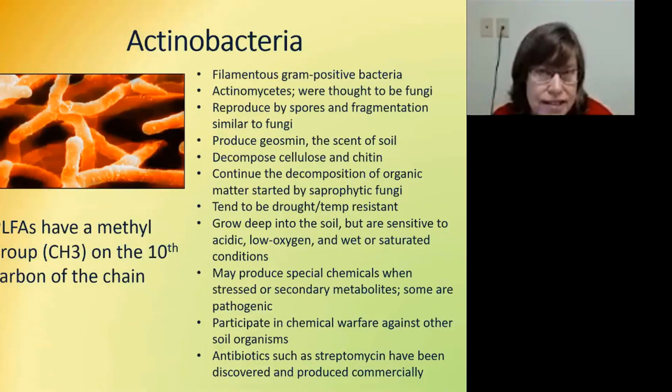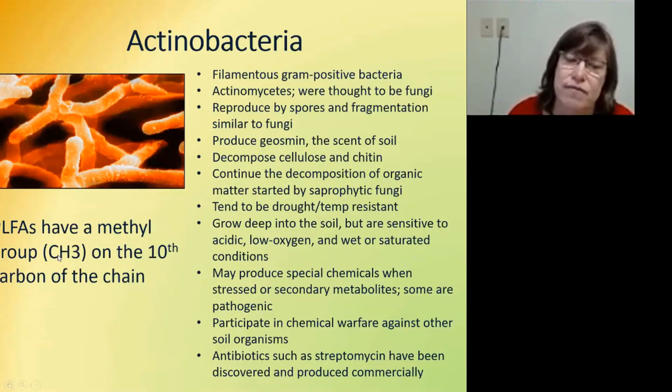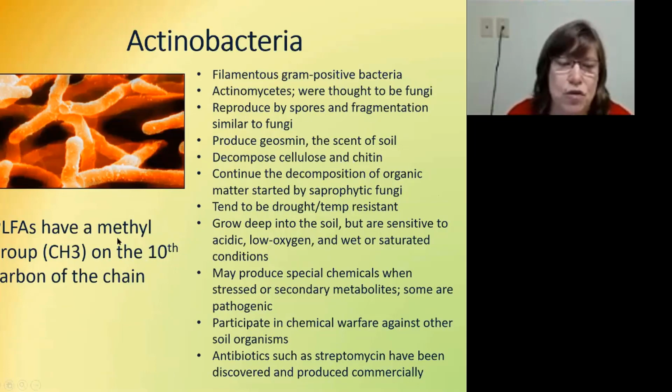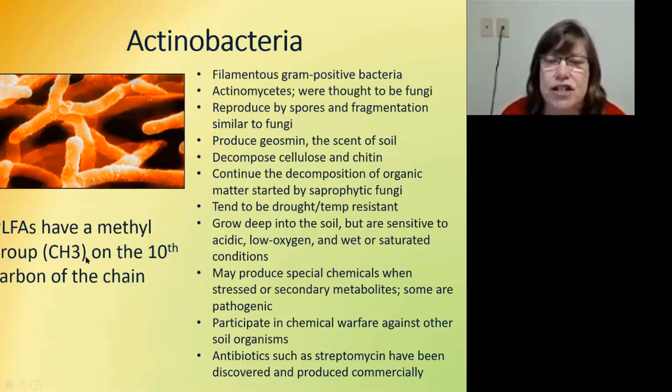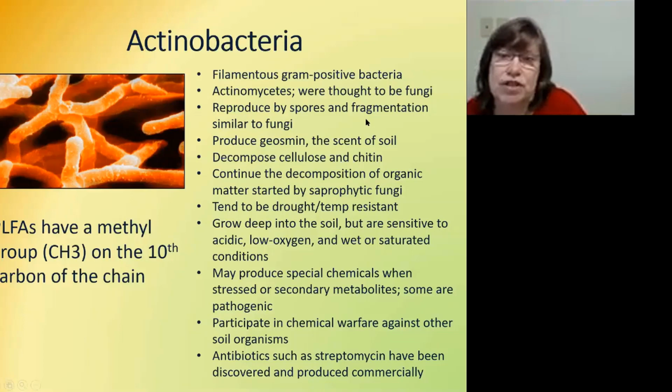Now actinobacteria. When I took soil microbiology, they were called actinomycetes, but they've since learned that these are actually gram-positive bacteria. They have branches like gram-positive bacteria, but it tends to be on the 10th carbon of the chain. So they have a methyl group there, just 1 carbon, 3 hydrogens. So similarities to gram-positive bacteria, but they have some differences. They're filamentous, which is why they were thought to be fungi. They reproduce by spores and fragmentation, similar to fungi.